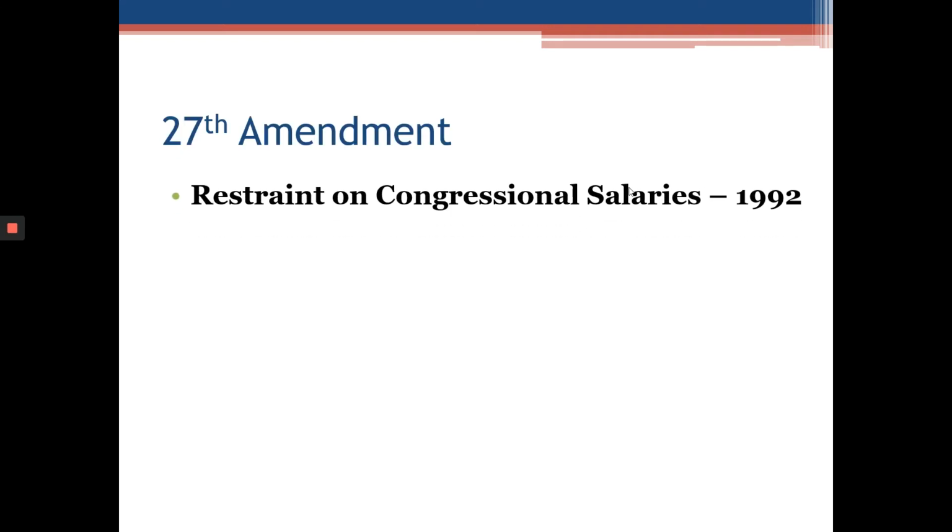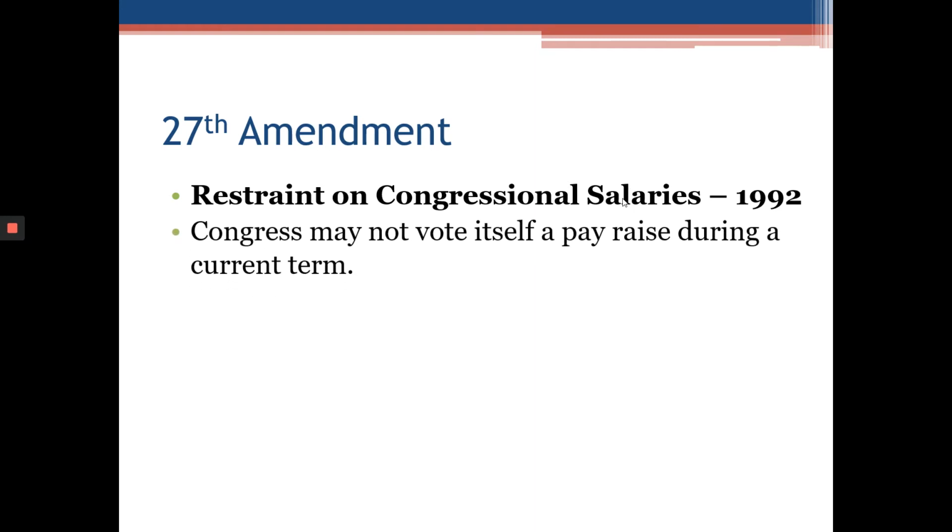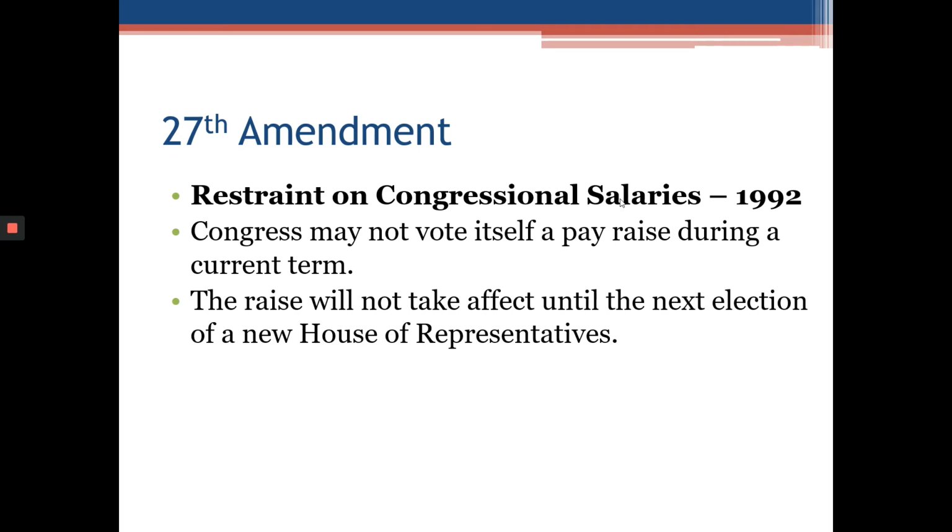And finally, the 27th Amendment. This is a restraint on congressional salaries, and this was passed in 1992 when I was in college. And this was the one I told you about. This was originally one of the Bill of Rights, one of the 12 that Madison had proposed, but this one did not make it. It passed in 1992 as a result of a University of Texas law student convincing the Michigan General Assembly to ratify this amendment, making it the 27th Amendment.